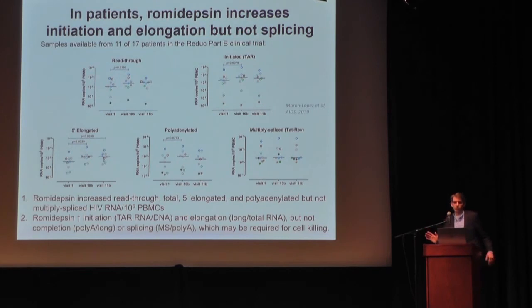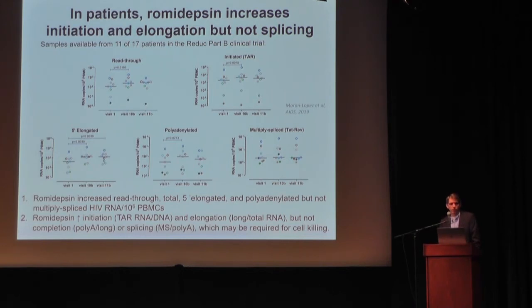That data was all done using PBMCs from patients that we treated in vitro, but an even more important question is what happens in vivo. And so we have a grant to look at a number of clinical trials where patients are getting latency reversing agents. So in this particular slide, we looked at the REDUCT Part B clinical trial where patients had vaccination followed by romidepsin. There were 17 patients in the trial, but we had only access to 11.